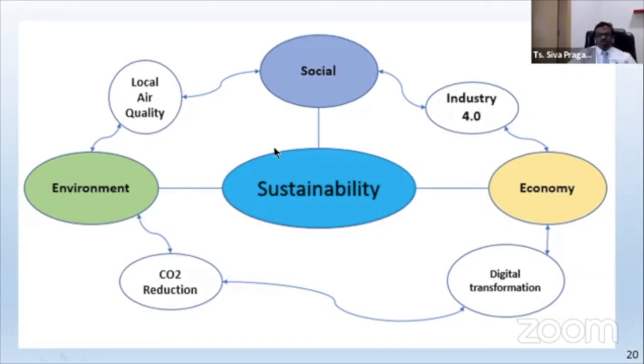And then we also have the social impact, and we have economic impact, and between them, we can see Industry 4.0, which is really driving the sustainability, and we have digital transformation, and all of them are connected. Nothing is on its own, nothing.